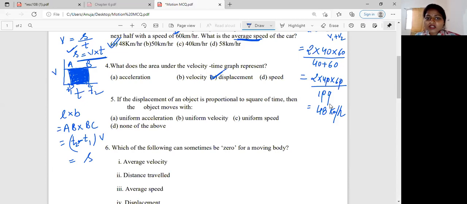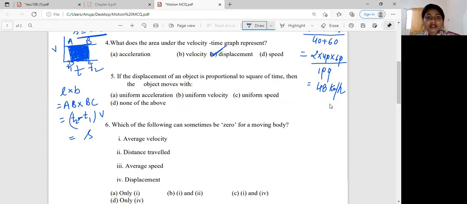Now next question: if the displacement of an object is proportional to the square of time, then the object moves with. Now what are they asking, beta? They are saying that if the displacement, meaning S, is proportional to the square of time, meaning T square, then the object moves with.